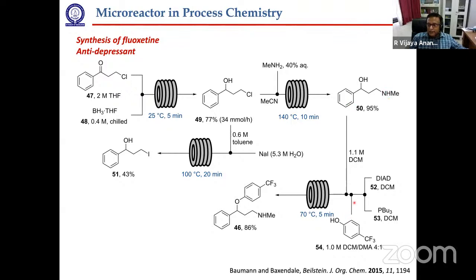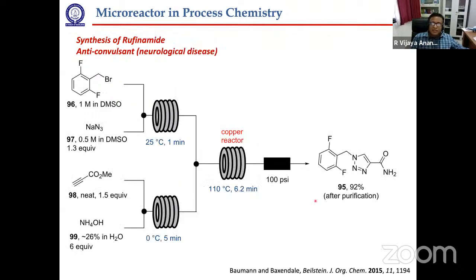And then the third step is where you have to convert this hydroxy into this aryl ether. That can be done using the Mitsunobu reaction, using isopropyl azodicarboxylate and tributylphosphine as reagents. So everything you can do in microreaction technology, and you get the clean product out of it. Okay, this is another example. I'm not going into the details because of the time.